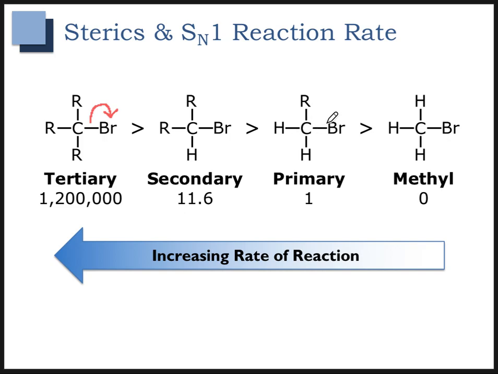A primary substrate is going to give you a primary carbocation, which is very unfavored. So this is essentially not going to be able to do an SN1 reaction. And a methyl can't do it at all. A methyl carbocation is just not going to happen here.